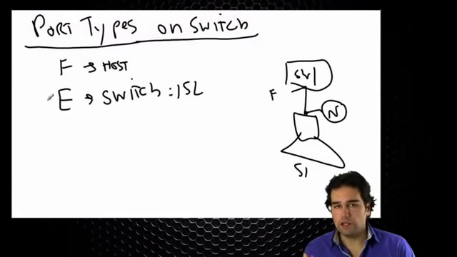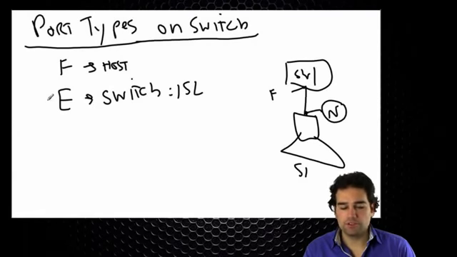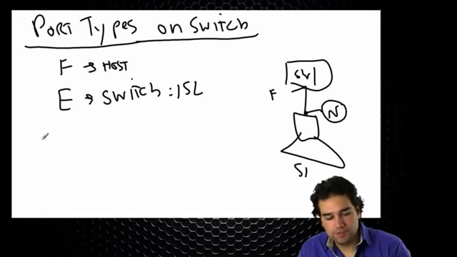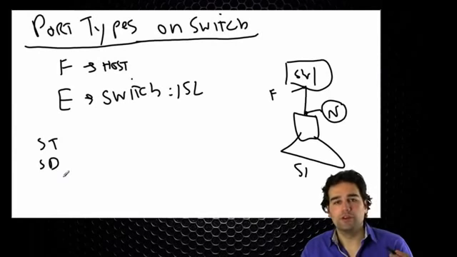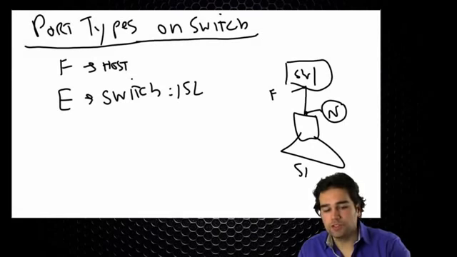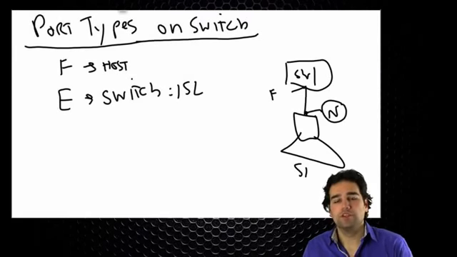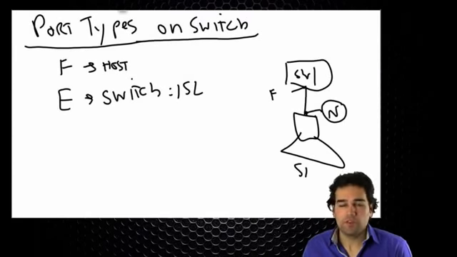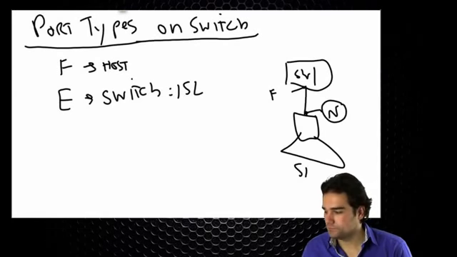There are a lot of other port types, like trunking ports, NP ports, ST ports, SD ports. So there are things like ST and SD. They're used for SPAN sessions and stuff. But let's just focus on F ports and E ports, because those are the only ones. Again, if you're used to Brocade, you will see more port types, but they do technically different things.